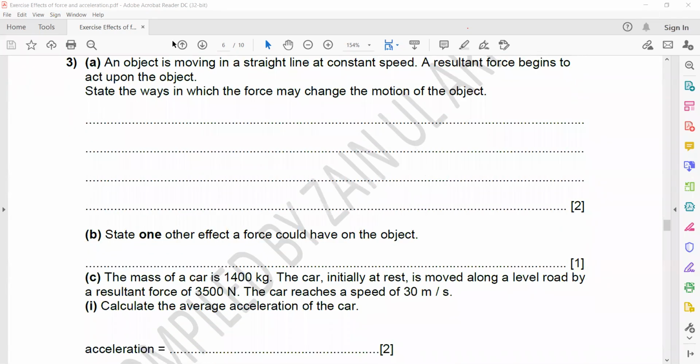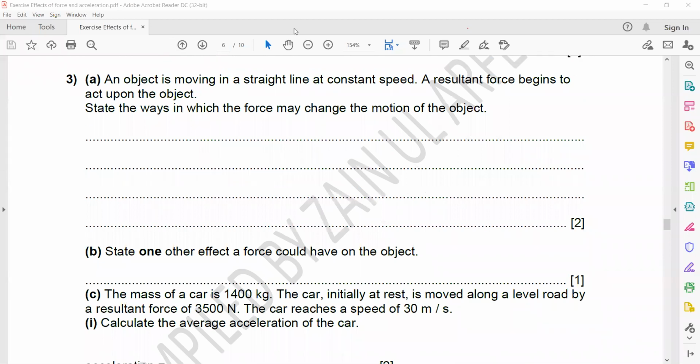In question 3, an object is moving in a straight line with a constant speed. So there is an object which is moving in a straight line, like this is the direction of the motion, and it was moving with a constant speed. So if it is moving with a constant speed, what is the resultant force? The resultant force is 0. There is no resultant force because the speed is constant.